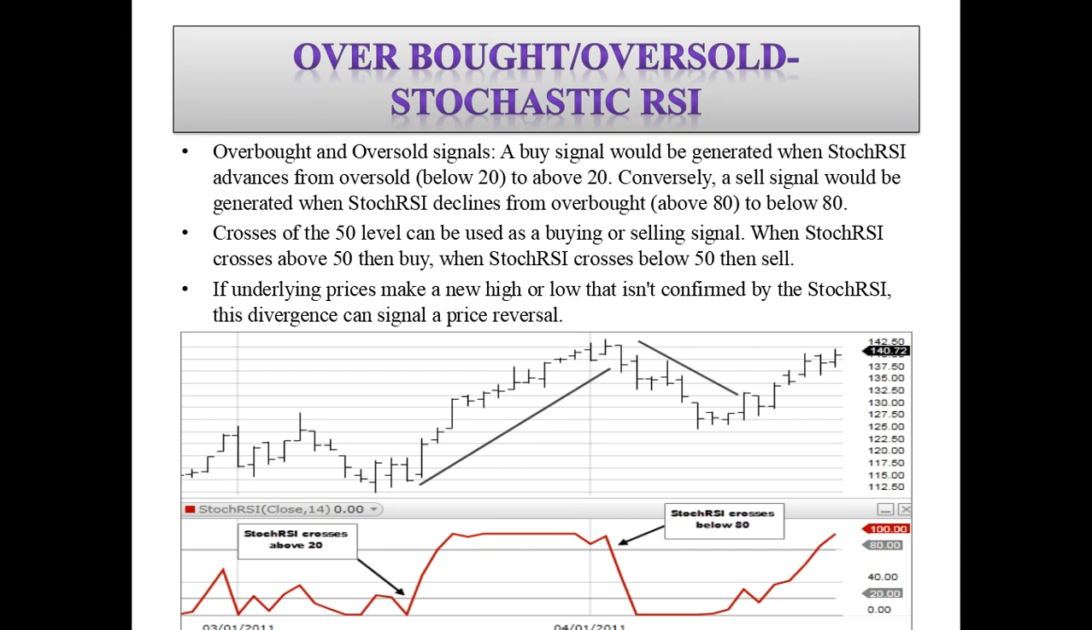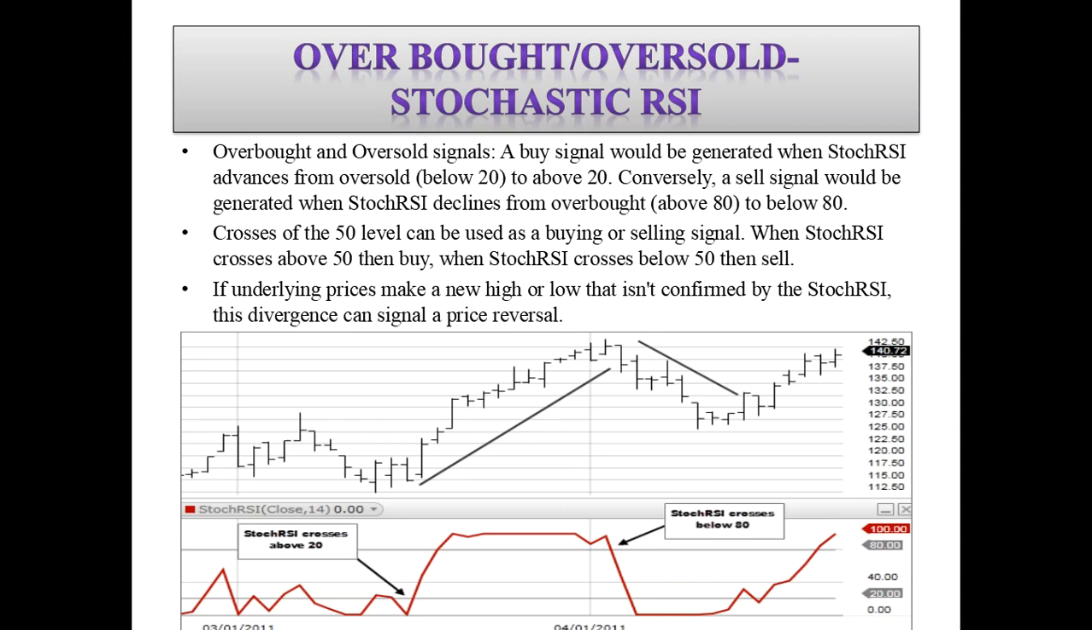So, what is overbought or oversold stochastic RSI? Overbought and oversold signals. A buy signal would be generated when the stochastic RSI advances from oversold, that is below 20, to above 20. Conversely, a sell signal would be generated when the stochastic RSI declines from overbought, which is above 80, to below 80. Crosses of the 50 level can be used as a buying or selling signal. When the stochastic RSI crosses above 50, then buy, and when the stochastic RSI crosses below 50, then sell it.